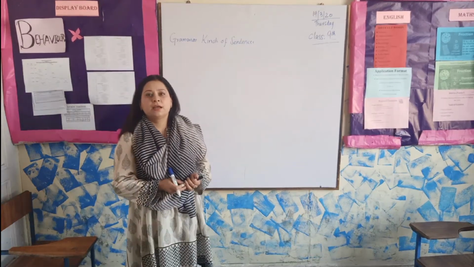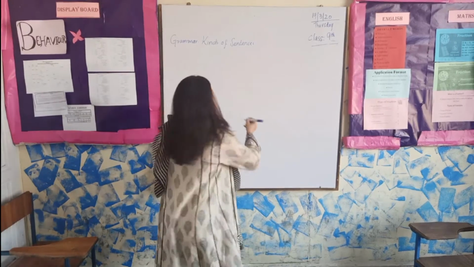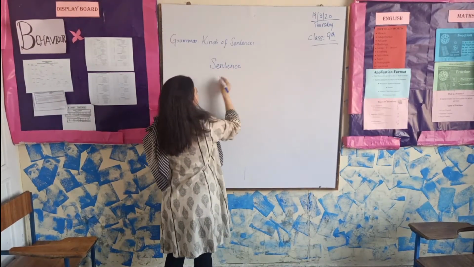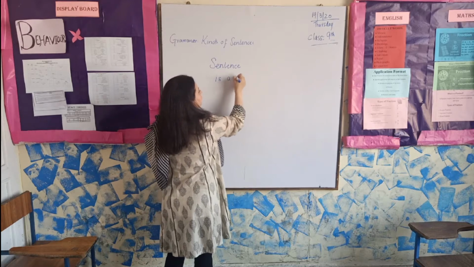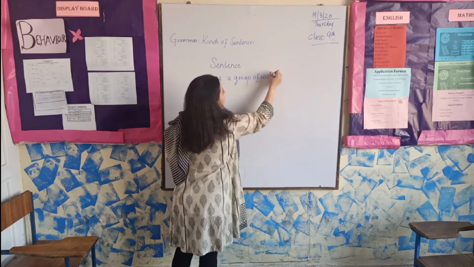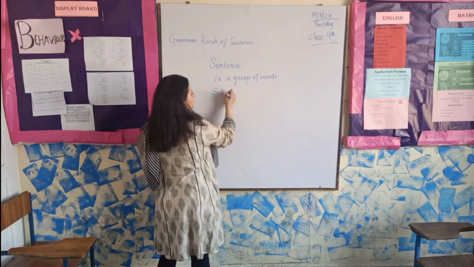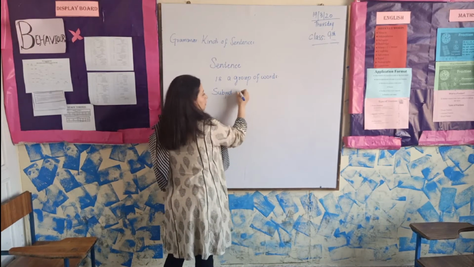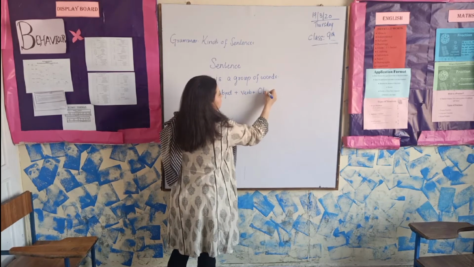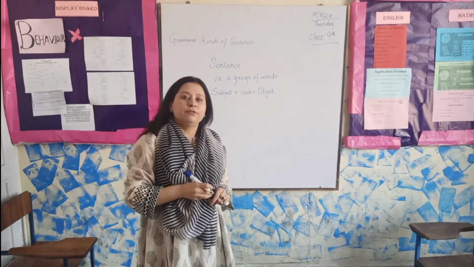Today is what kinds of sentences. You must have heard a sentence. So, what is a sentence? A sentence is a group of words that have a subject, it has a verb, and it has an object. This is a definition of a sentence.